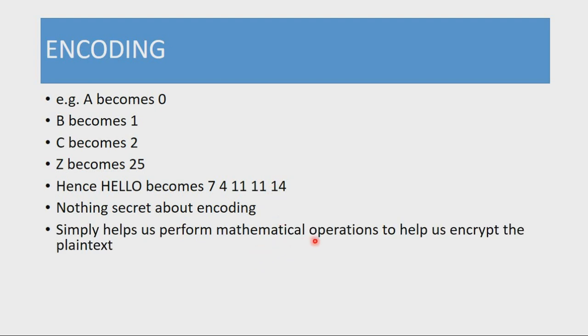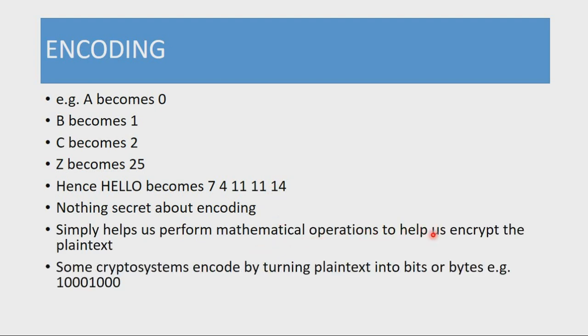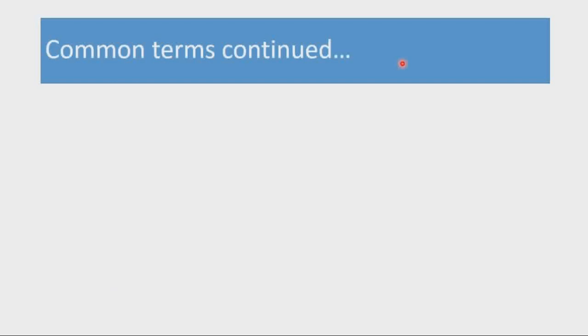Another thing that you have to know about encoding is that some cryptosystems encode by turning plain text into bits or bytes, such as 100100. For example, the Advanced Encryption Standard may encode by changing text into a form of bits or bytes, and we'll look at all this in later videos. This encoding mechanism has simply been used for its simplicity, just for you to get a picture of what encoding is all about. After all, this is the first video. Now, let's continue with the common terms that are used.